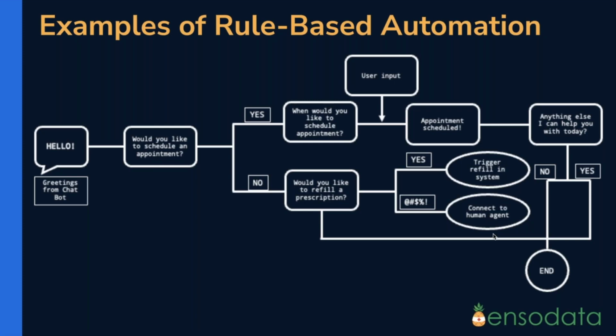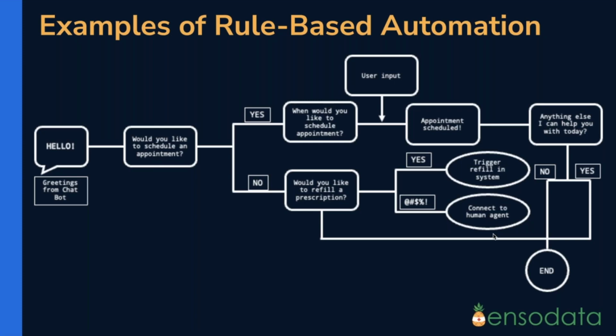If you say yes, it will take you down that path of scheduling an appointment. If you say no, it might ask you another question like, would you like to refill a prescription? If you say yes, it will take you down that path. And, as some of you might have experienced before, if you express some magic words of frustration, it might automatically just connect you to a human agent. Now, obviously this is an extreme simplification of this whole idea of chatbots, but the idea stays the same, right?